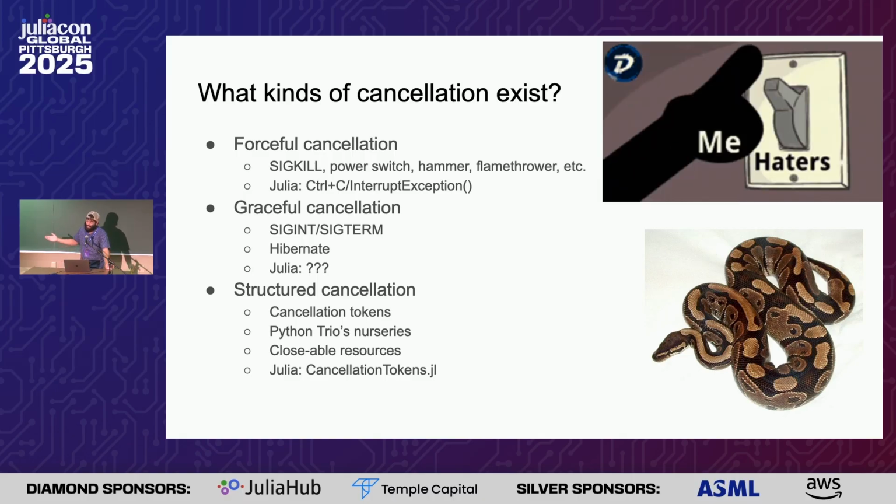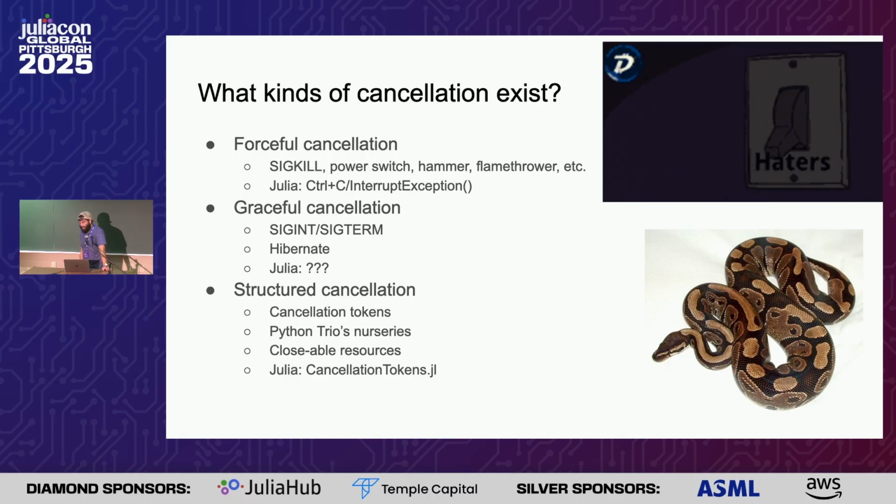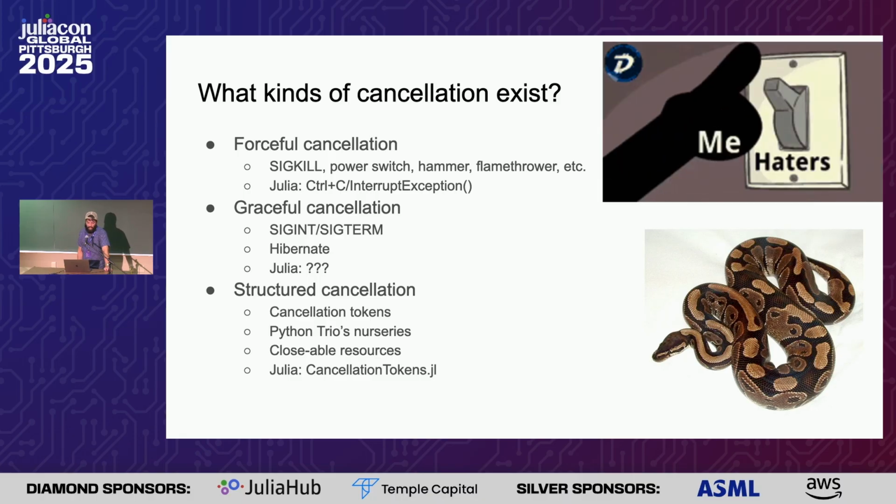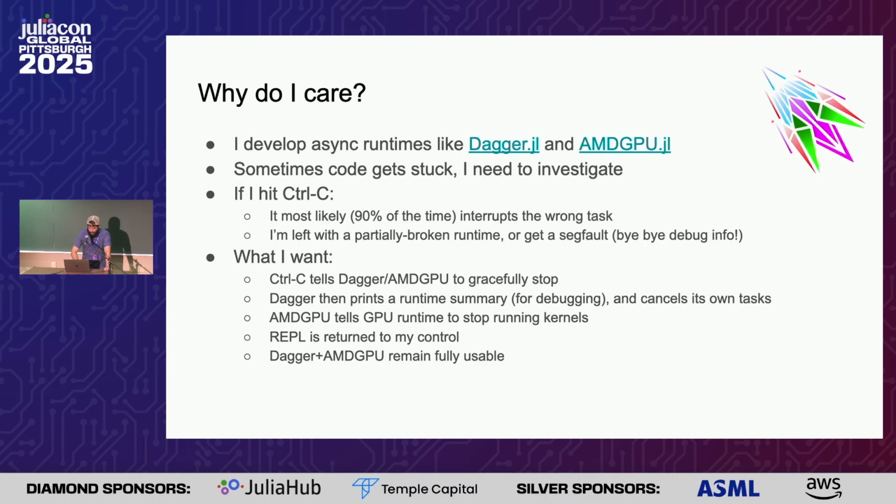I'm not sure. Kinda SIGINT. And then structured cancellation. There are cancellation tokens. Python has Trio and its nurseries. You can look into that if you're interested in your own time. And a few other things we're going to discuss.